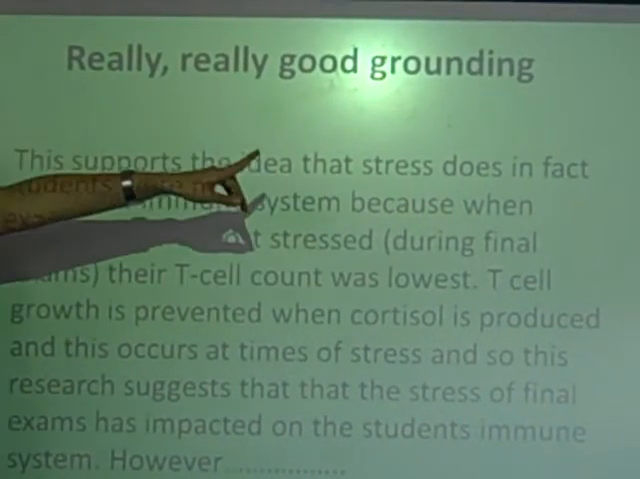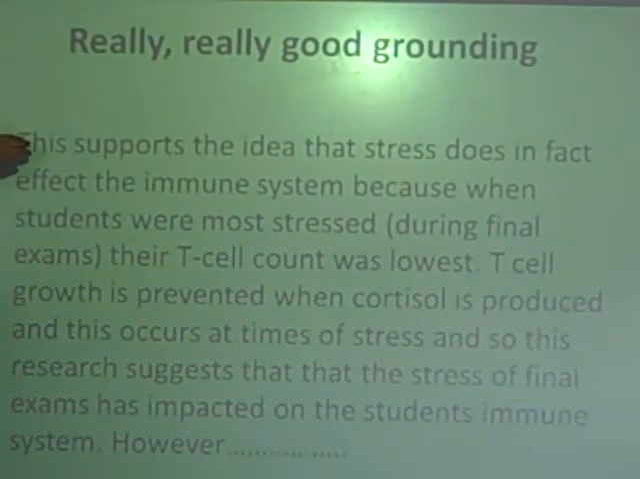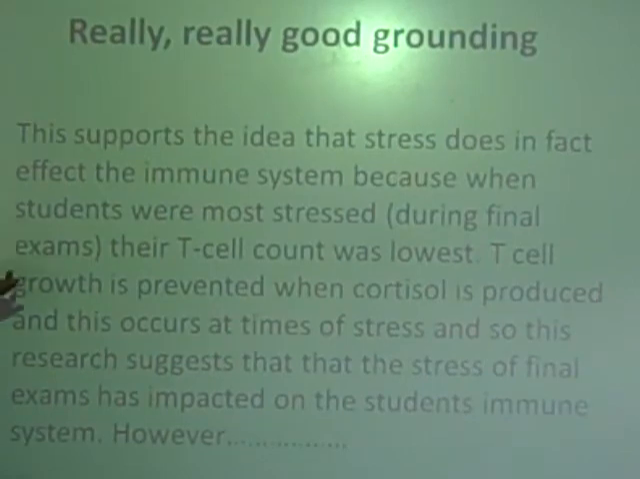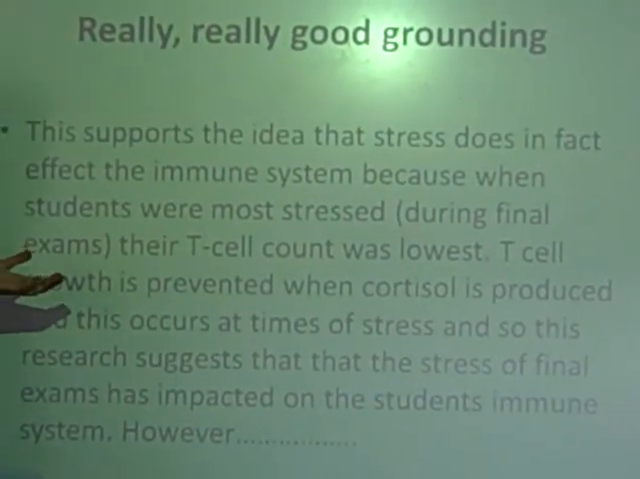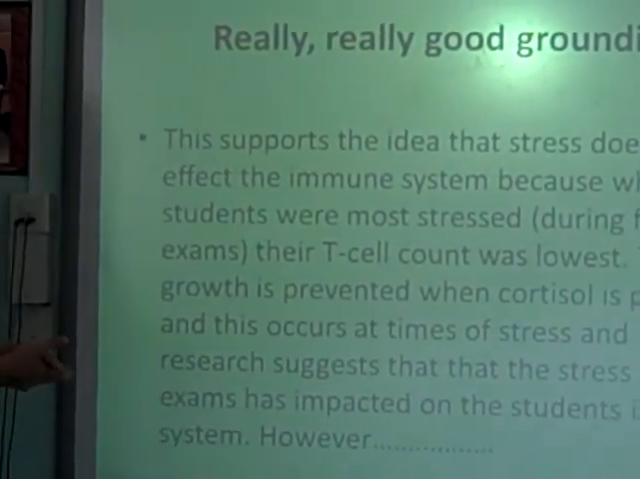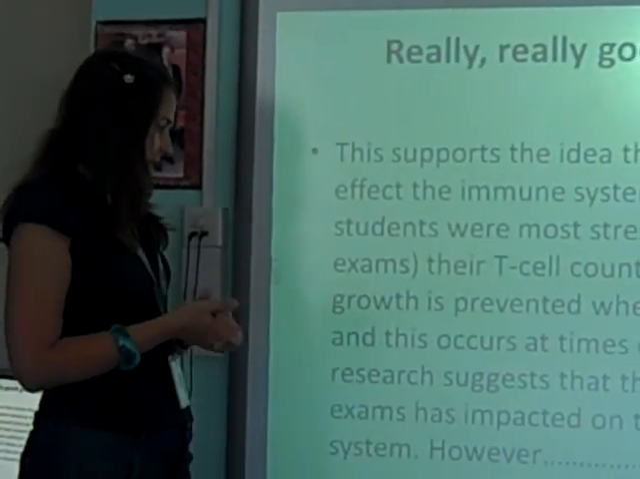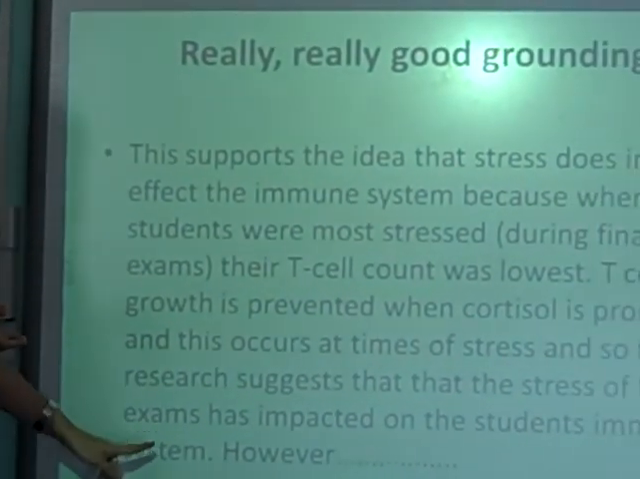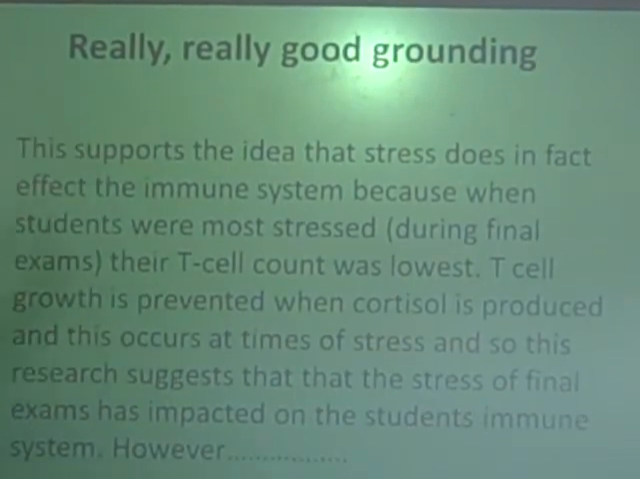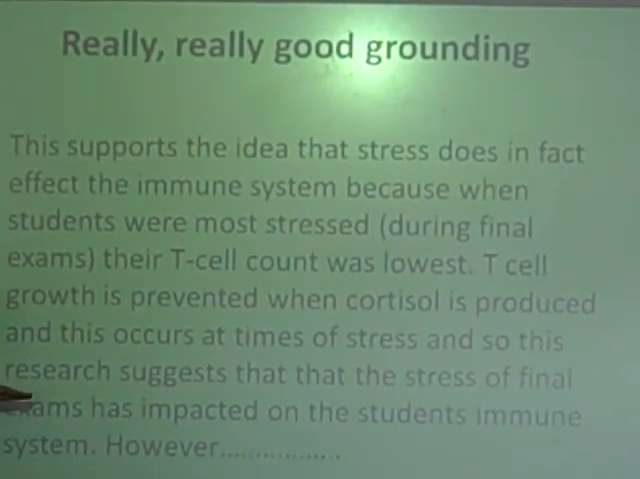So, really good grounding. It's exactly the same, but at the end we've got: it supports it, basic grounding. Why? Because the T-cell count was lowest. That still doesn't tell us exactly why that supports the idea that stress affects the immune system, because we haven't said the link between T-cells and the immune system. So here it goes on to say T-cell growth is prevented when cortisol is produced, and this occurs at times of stress. This research suggests that the stress of final exams has impacted the students' immune system. There's more you could put here, but this would be a perfectly fully grounded point, because you've said how it links in, a little bit of evidence, and then you've fully linked it back to the title.